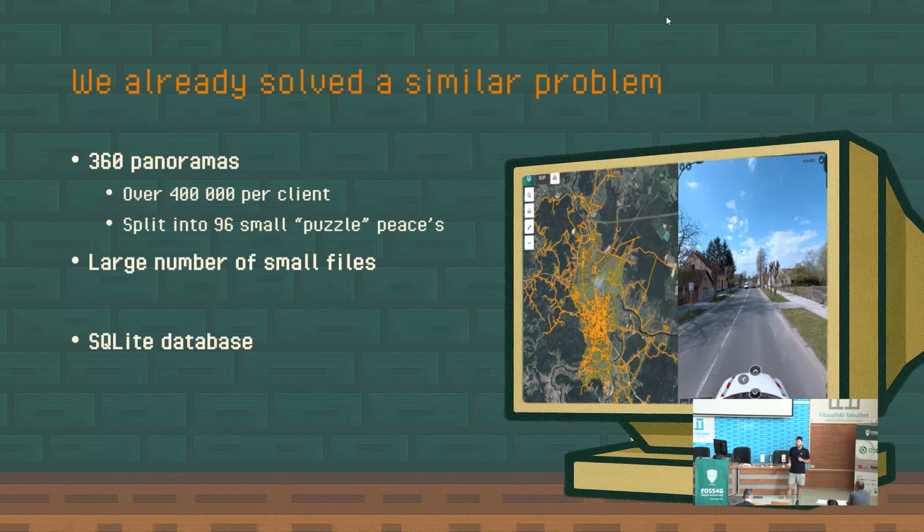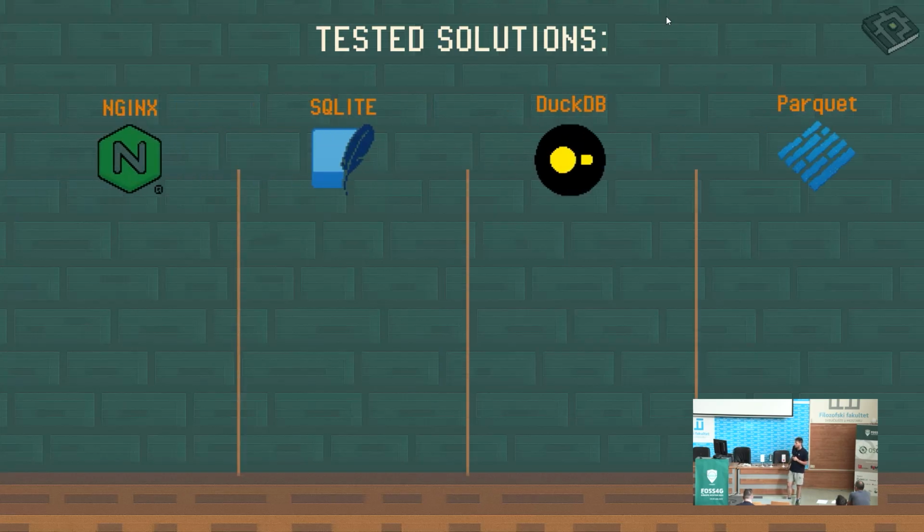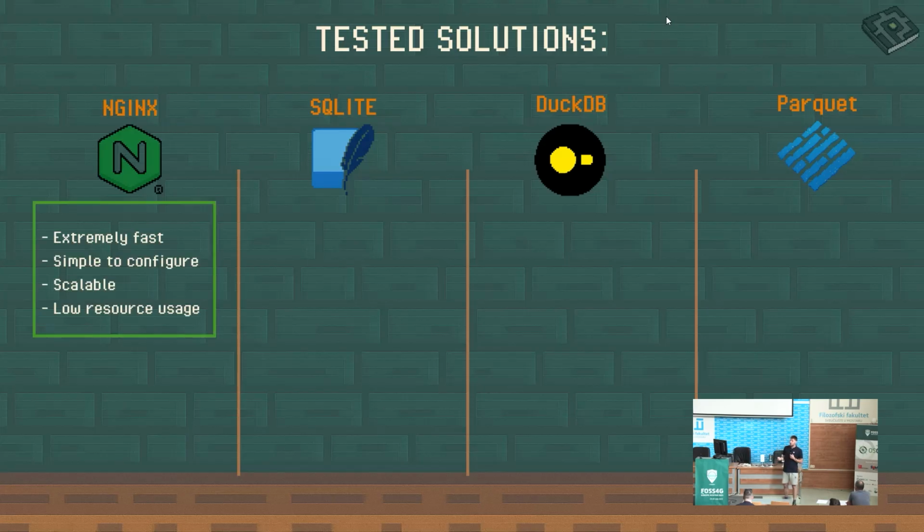Let's see if some of the newer technologies can provide maybe better results. I mean, SQLite is quite an old format. So we tested Nginx, SQLite, DuckDB, but DuckDB not as an engine, but their database format, and Apache Parquet. Nginx is great because it's extremely fast, it's simple to configure, it's scalable, it has a low resource usage.